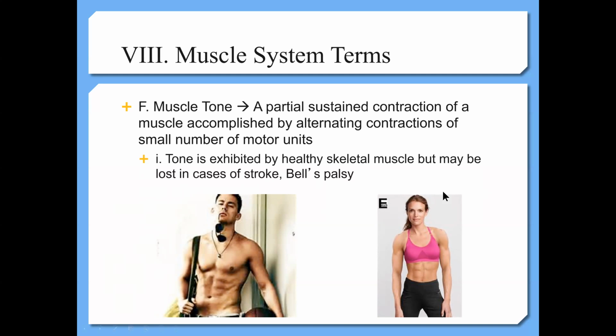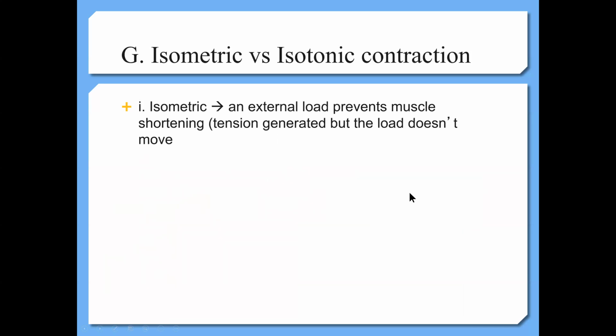Baseball players are bouncing on their feet if they're in the infield or outfield waiting for the pitch to be delivered. Same way with tennis players. Golf players are not doing that, but they got their little twitches too. And so this is exhibited by all healthy skeletal muscle, except in cases of stroke or Bell's palsy, okay? We have two types of muscle contraction. We have an isometric and an isotonic.